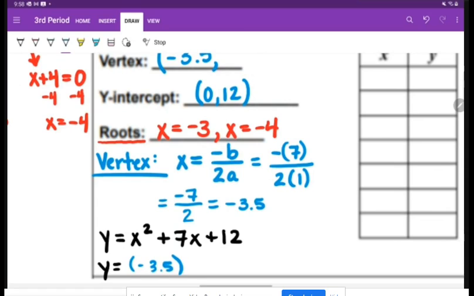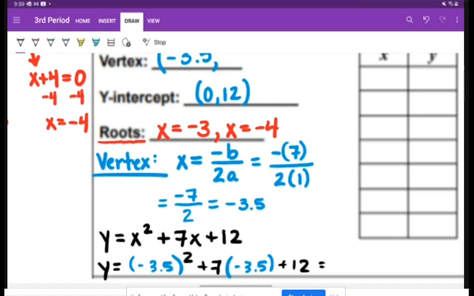So I'm going to color code mine so you can see exactly where I'm plugging it in. Instead of x squared, we'll have negative 3.5 squared. And then plus 7 times, instead of x, we'll have negative 3.5. And then plus 12. So here's really the part that you're going to be using calculators for today. Nobody wants to actually do this in your head, so we'll type this into a calculator.